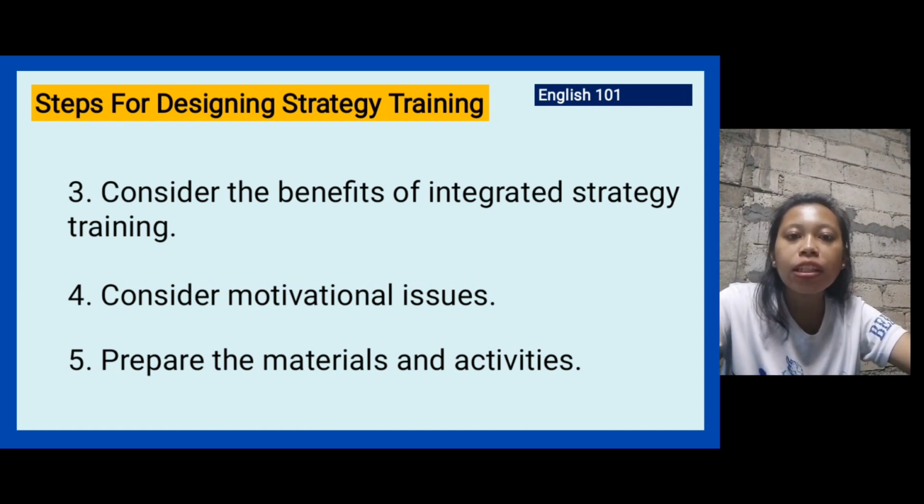Next, prepare the materials and activities. Here, you as a teacher, you have to create lessons, exercises, and examples that allow students to practice the strategies effectively. Example, the teacher prepares worksheets and group tasks where students can apply note-taking and guessing strategies.